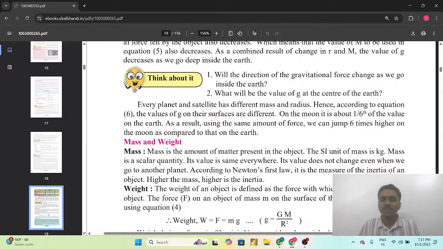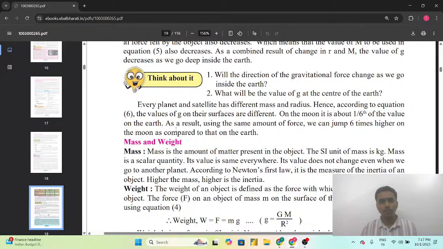So every planet and satellite has different mass and radius. Hence, according to equation 6, the values of the g on their surface are different. On the moon, it is about one sixth of the value. So keep this in mind. ये ध्यान में रखो कि on the moon it is one sixth of the value on the earth.